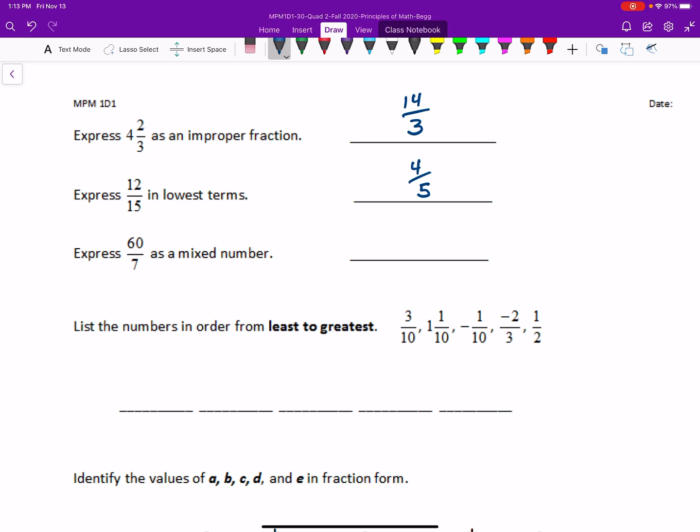Express 60 over 7 as a mixed number. 7 goes into 60 8 times, with 4 left over, so it's 8 4/7. The reason why we're reviewing all of these is because all of these numbers are rational numbers. They're all numbers that can be written as fractions, therefore they're all rational numbers.